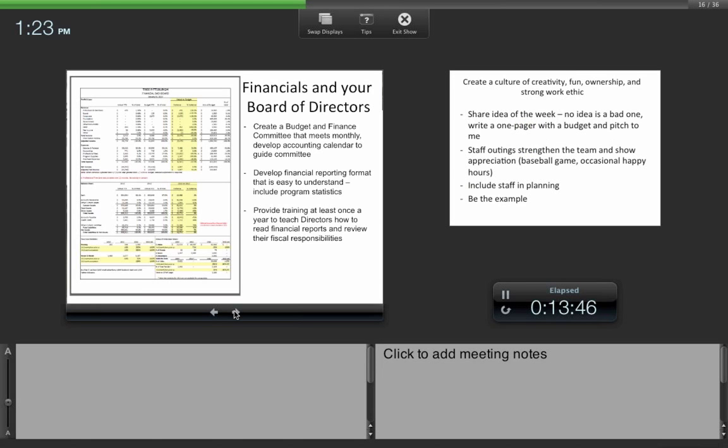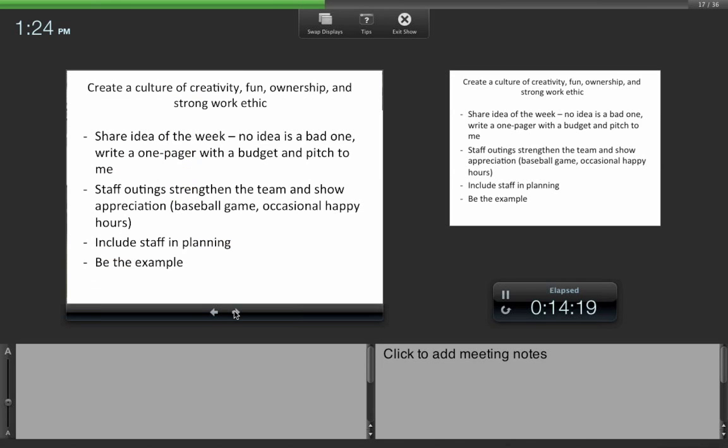Again, I don't expect you to see the numbers, but you get the idea that we have this tool in place that we use with our board that is not so detailed. But we have a budget and finance committee that includes our treasurer and another board member who has financial expertise. We meet on a monthly basis, and we go through reports in a more detailed way. We also provide training to board members so that they actually understand what they're reading. And that's something that Kevin has been able to do for us.